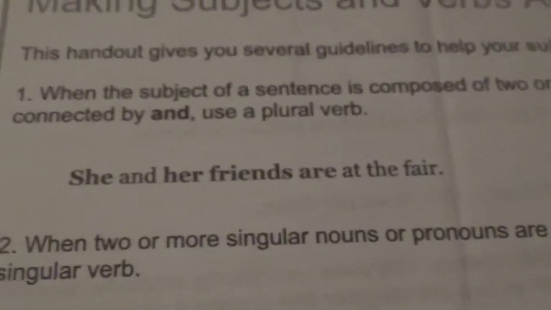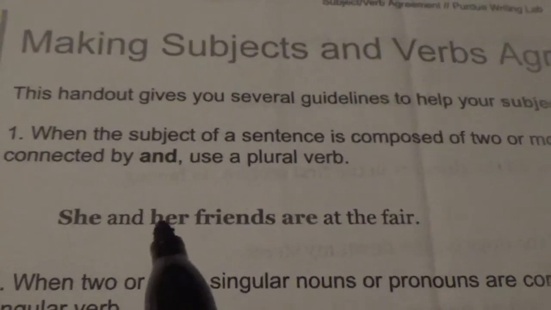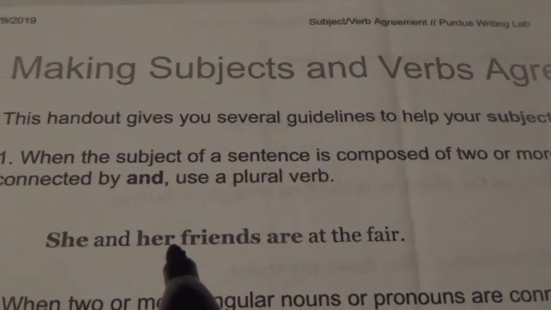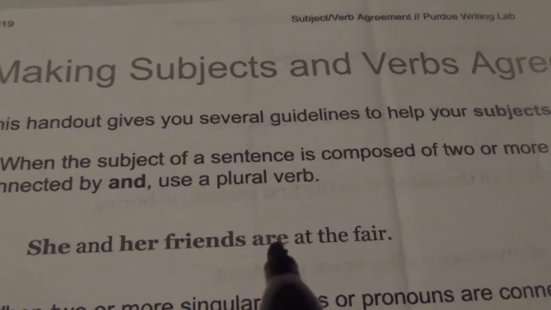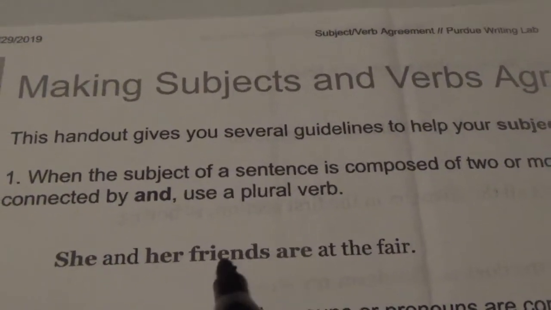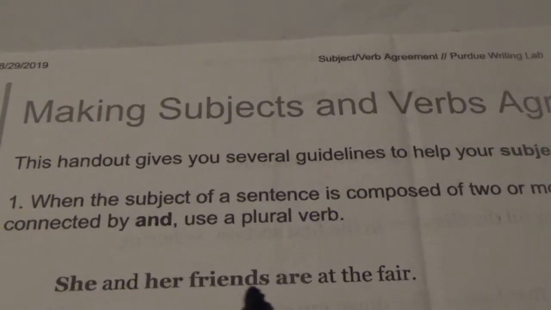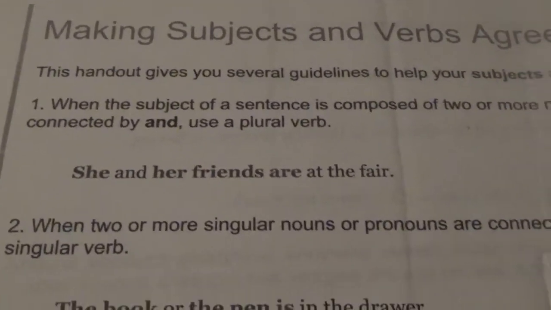One tricky situation mentioned on your handout is when you have a compound subject joined by and. So just look at the sentence on here. She and her friends are at the fair. So when you have a compound subject joined by and, you use a plural verb. So it's not she and her friends is at the fair. You need a plural verb, a verb that does not end in S. She and her friends are at the fair. Compound subject joined by and takes a plural verb, a verb that does not end in S.